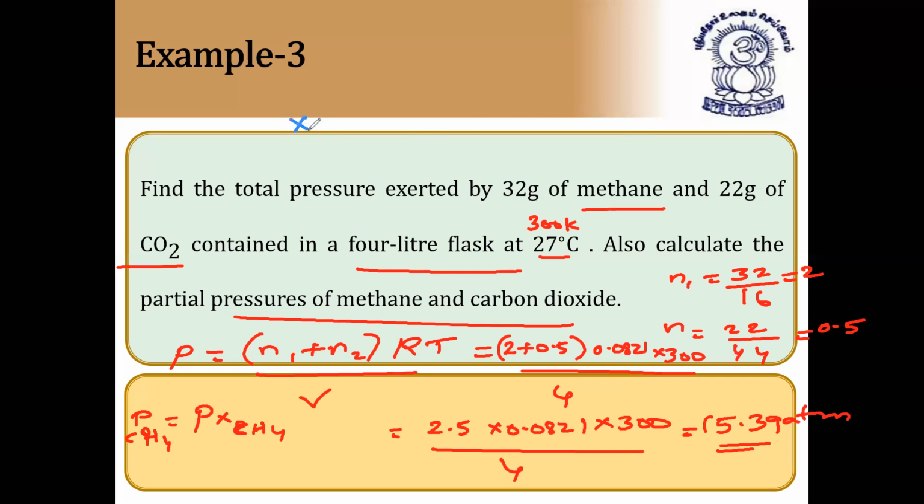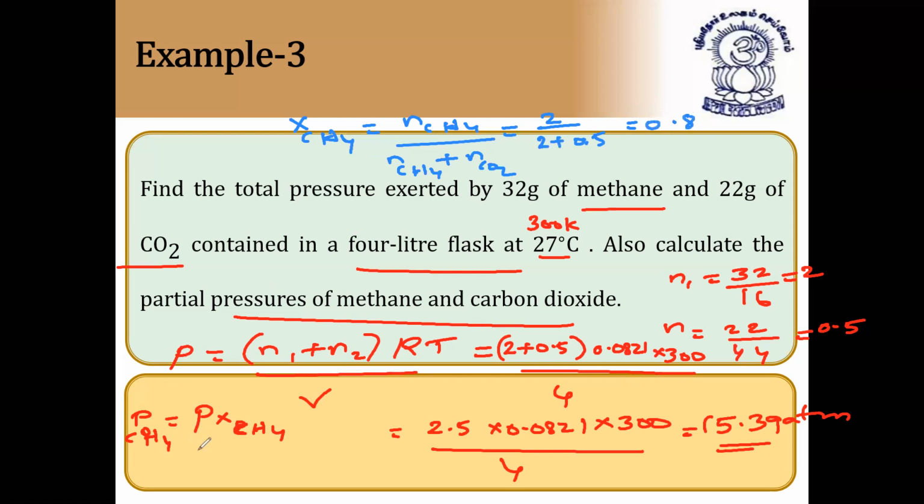Mole fraction of methane is equal to, I'm writing it here since we do not have place, number of moles of methane by number of moles of methane plus number of moles of carbon dioxide, that is equal to 2 by 2 plus 0.5, that is equal to 2 by 2.5. So 2 divided by 2.5, you get it as 0.8.